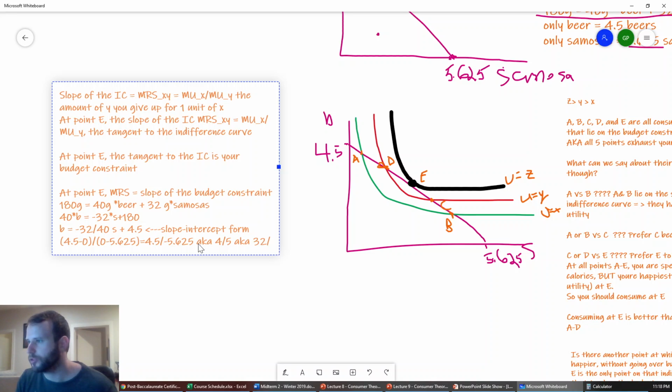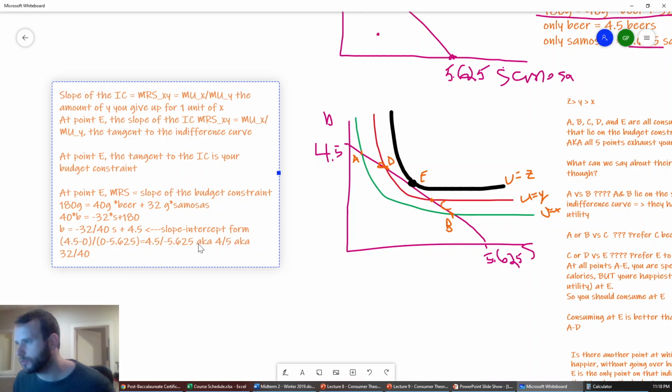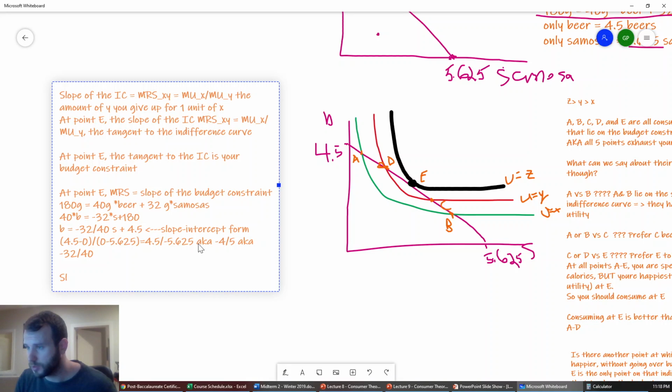Okay, 32 over 40. So the slope of the budget constraint, if you haven't noticed, would be the price of the x-axis good, samosas, over the price of the y-axis good, where price in this case is calories. Price of the x-axis good over price of the y-axis good.